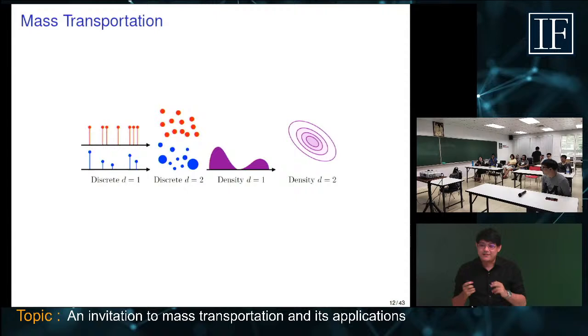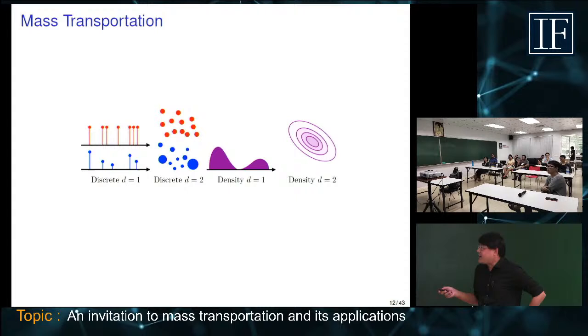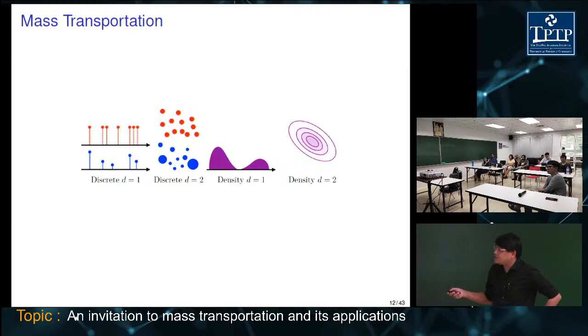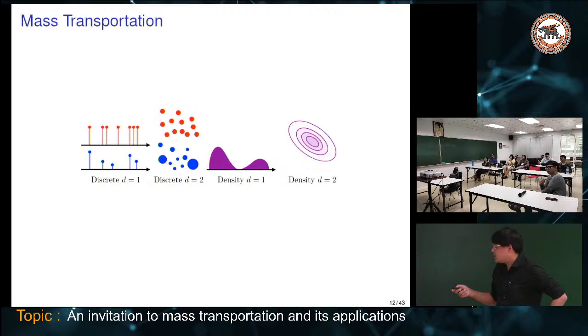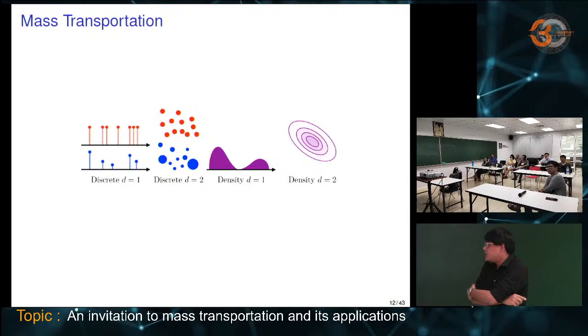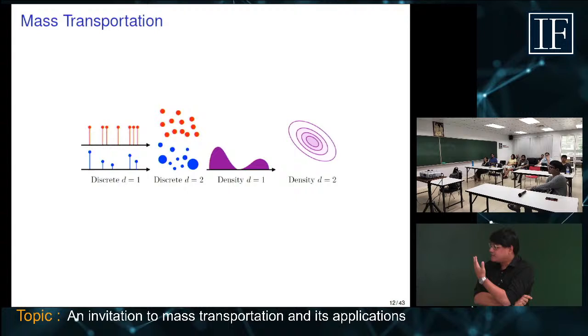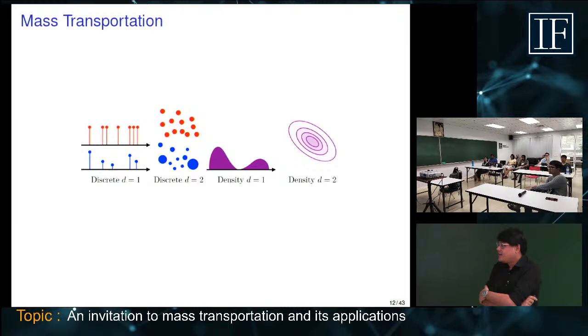Okay, so let me mention that we have more than one way to transport the mass, right? You can move here to here, move here to here, or you can move here to here first. So you have several ways to transport the mass into the terminal distribution. But what we are trying to do is minimize the cost to transport. So that's why we call our subject optimal transportation, because we want to find the optimal way to transport mass distribution from the initial distribution to the final distribution.